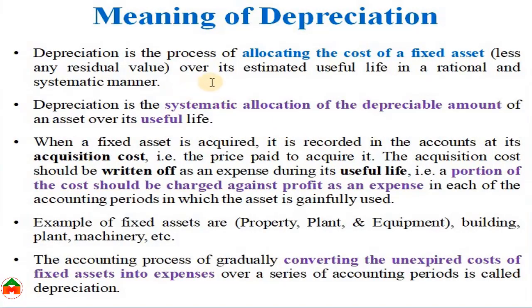Depreciation is the process of allocating the cost of a fixed asset. Examples of fixed assets are property, plant or equipment, or building, plant and machinery. Whenever we are allocating the cost of a fixed asset over the estimated useful life of the asset, that is called depreciation. Simply, depreciation is the systematic allocation of the depreciable amount.